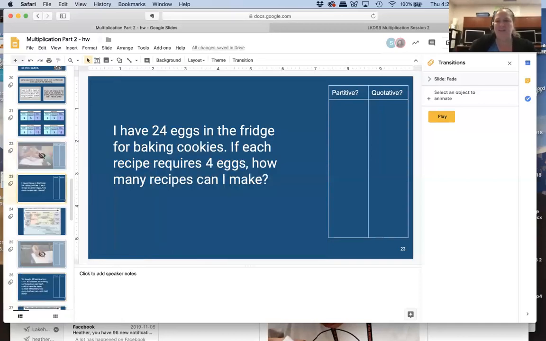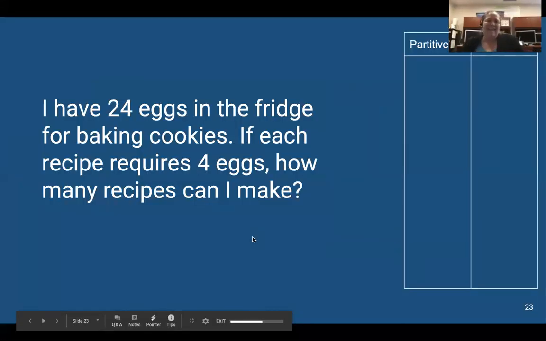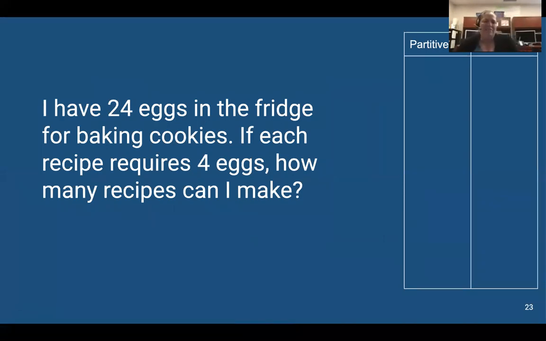So I'm going to show you a word problem here. I have 24 eggs in the fridge for baking cookies. If each recipe requires 4 eggs, how many recipes can I make? And I want you to just quickly, with your annotation tools, if you wouldn't mind, try out, do you think it's partitive or is it quotative? What do you think, this problem?